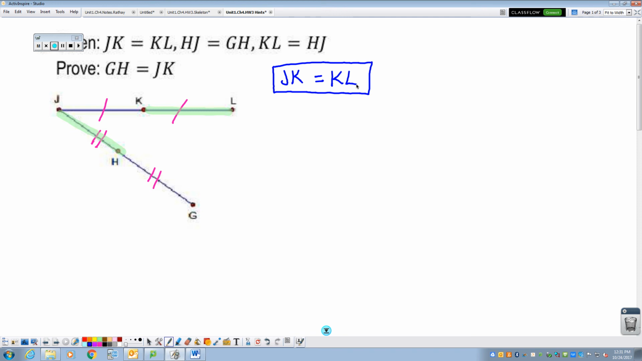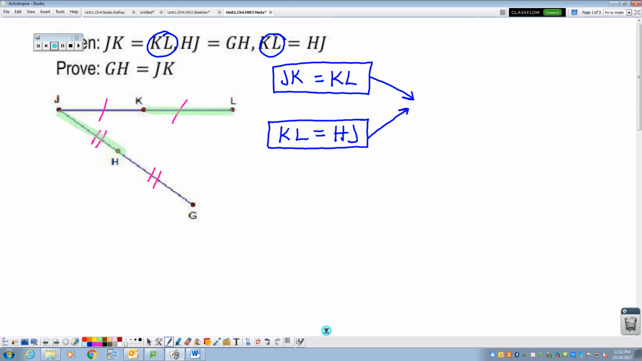Next, we know that, because here's a KL, I have another KL right here. So I'm going to say that KL is equal to HJ. So if JK equals KL and KL equals HJ, if I link these two boxes together, I can make a conclusion. I can get two new equal statements. JK has to equal HJ.